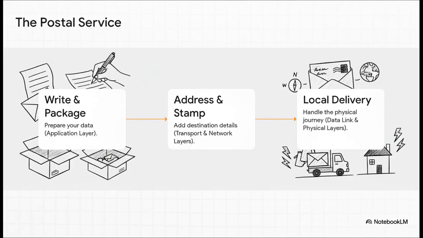To really get this, let's use an analogy. Think about mailing a package. You don't just write a letter and hand it to an airline pilot, right? Of course not. First, you write the letter and put it in a box. That's basically your application layer, getting the data ready. Then, you slap the to and from addresses on it. That's the transport and network layers figuring out the destination. And finally, the local mail truck comes to pick it up. That's the data link and physical layers handling that first physical step of the journey. See? Each step is its own separate layer.